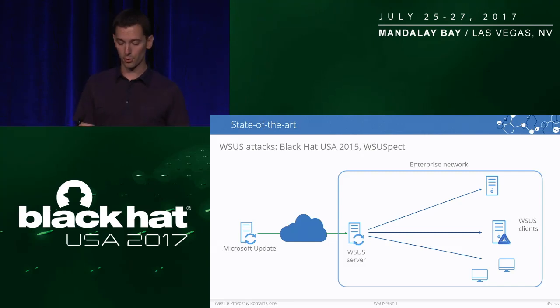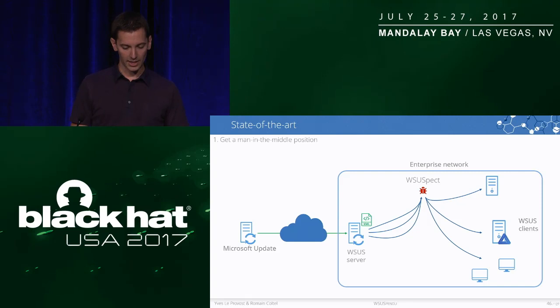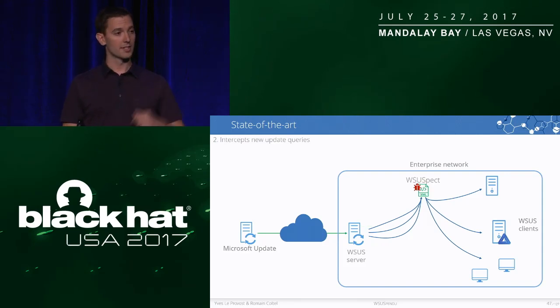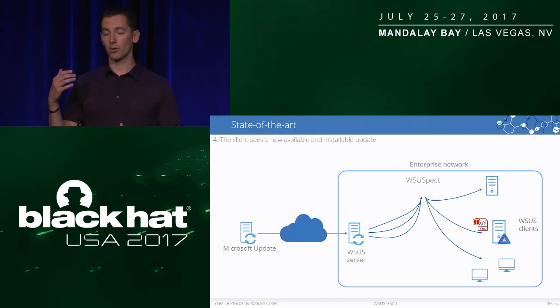So here you have an enterprise network, classical. The idea of WSUSpect is to gain a man-in-the-middle position between the WSUS clients and the WSUS server, and wait for the clients to seek for new updates. Then it intercepts the response of the WSUS server, and as the metadata is unsigned, it can inject a new fake update into this part of the response, and give it to the client. The client then sees this fake update. It will be forged so that the update will be installable by any client.